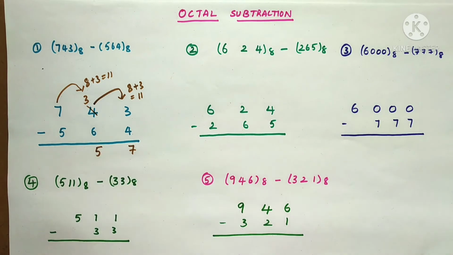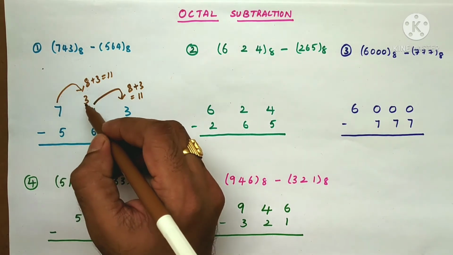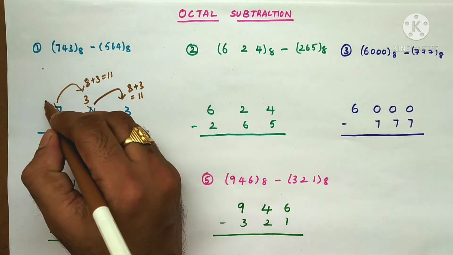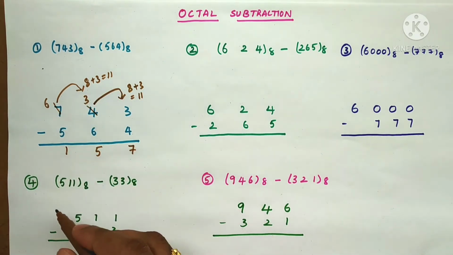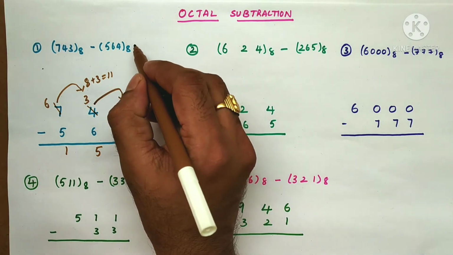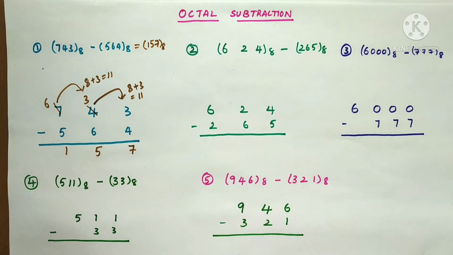Like here. Since we have taken borrow from here to here, the value here is 6. 6 minus 5 is 1. So it is the answer. 157 base 8 is the answer. Let us take another example.